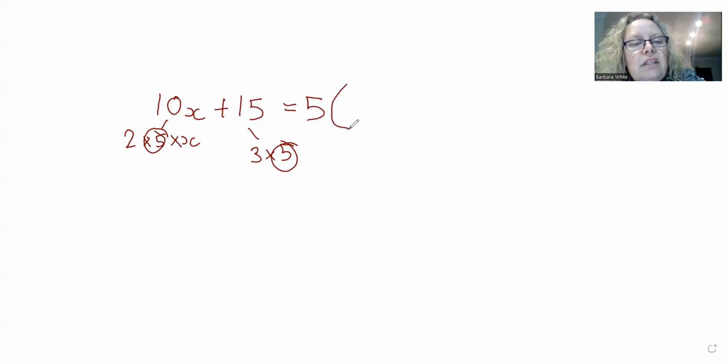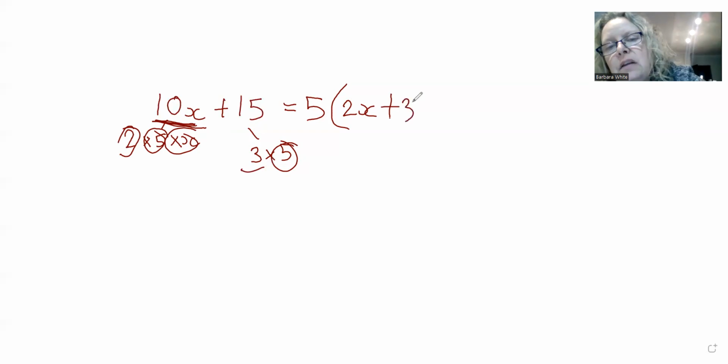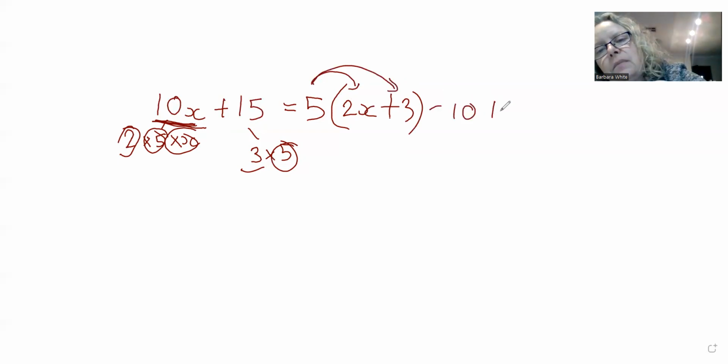And I'm going to say to myself, how many 5s in 10x? Well, look, I already know how many. There are 2x there. And how many 5s in 15? There it is. There are 3 5s in 15. Okay, so now you've got that back in the brackets. And if I wanted to expand it out again, that's 10x. And that's 15.